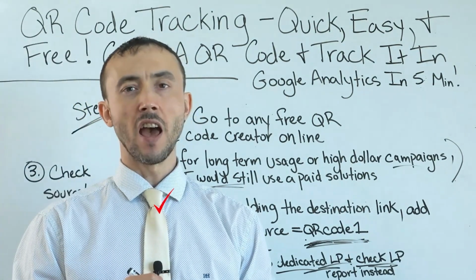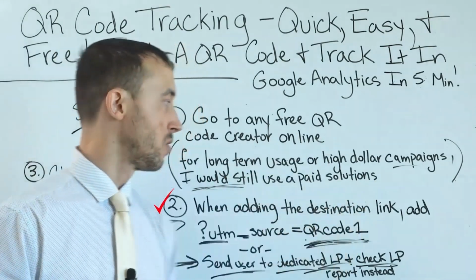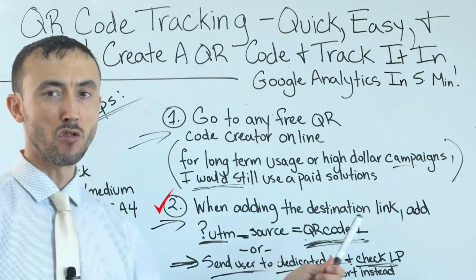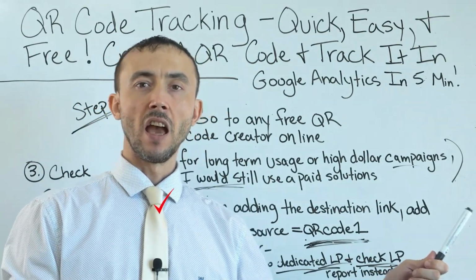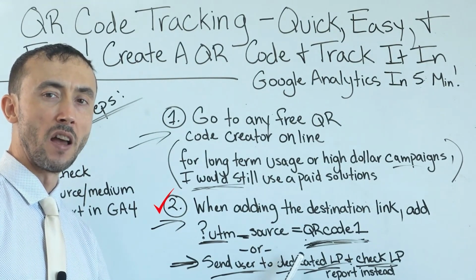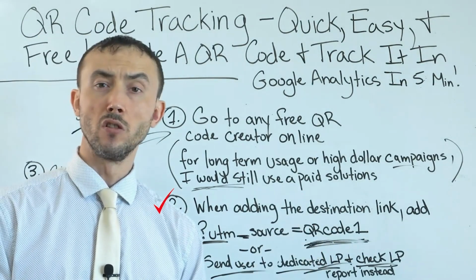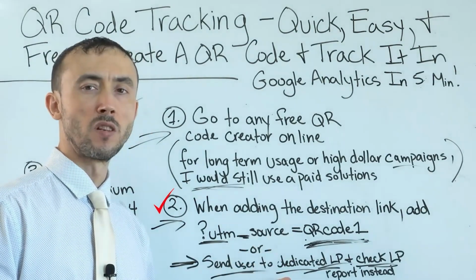Now, the benefit of using this second method of sending them to a dedicated landing page each time is that on Apple devices specifically, a lot of times the UTM information at the end of the URL will be stripped off because Apple's on this privacy kick, and you won't have the user data in Google Analytics that you want. So what I would recommend is to do both, actually. Add your UTM codes in there and then also send them to a dedicated landing page.